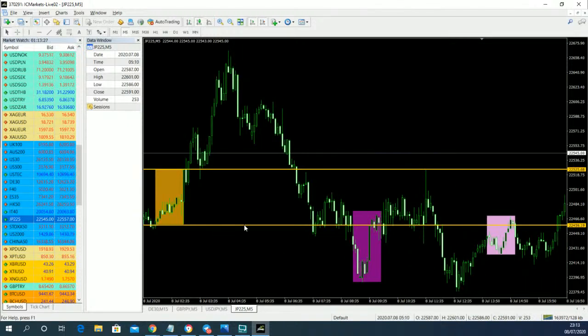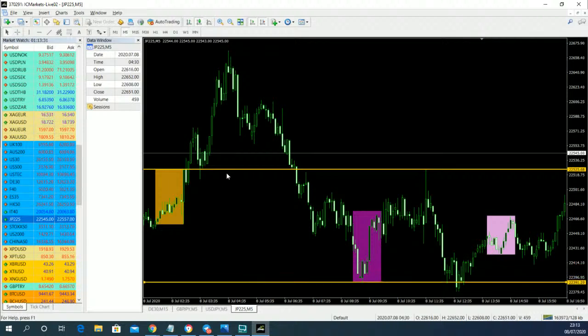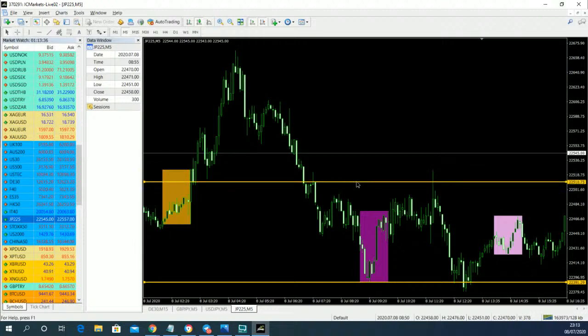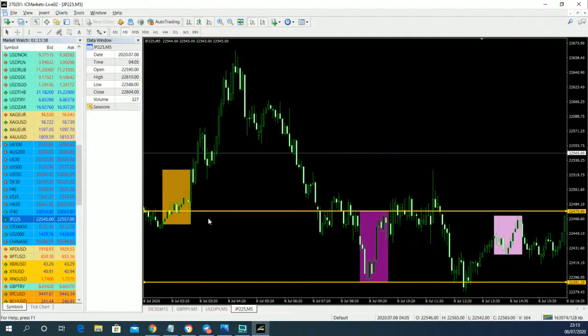Then when you move to the next session, you must use the next session box. Don't use the old box for the next session. Okay, so if you are trading and you go to Europe and you don't have any open position, if you have open position, yes, you can manage it throughout the sessions.